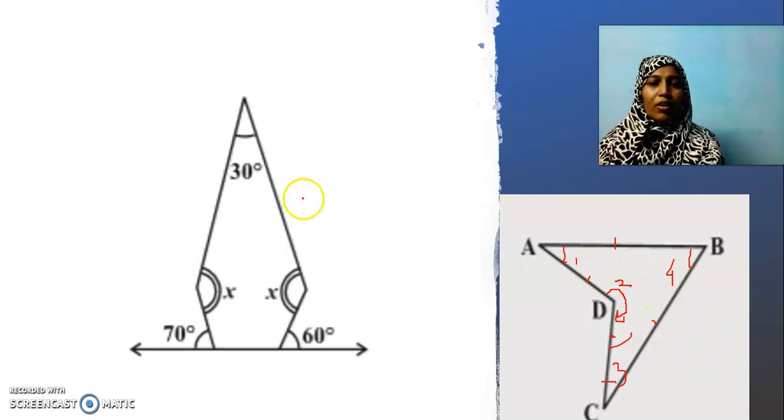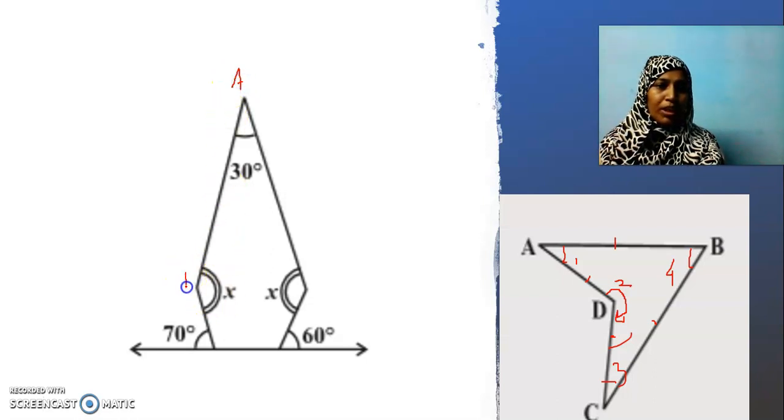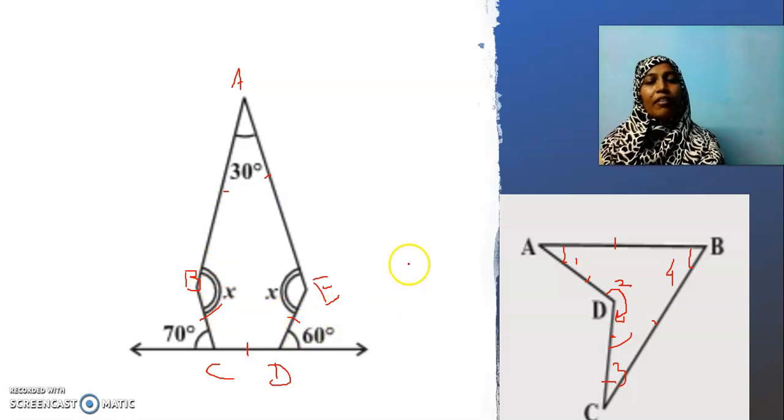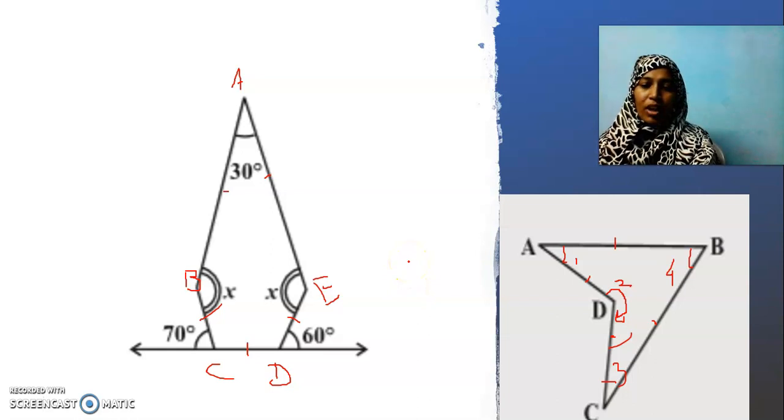Is it clear? Now here is an example for you. We have to find the value of x. Is it a quadrilateral? I can name it as A, B, C, D, E. Is it a quadrilateral then? Check. 1, 2, 3, 4, 5. I have 5 sides.